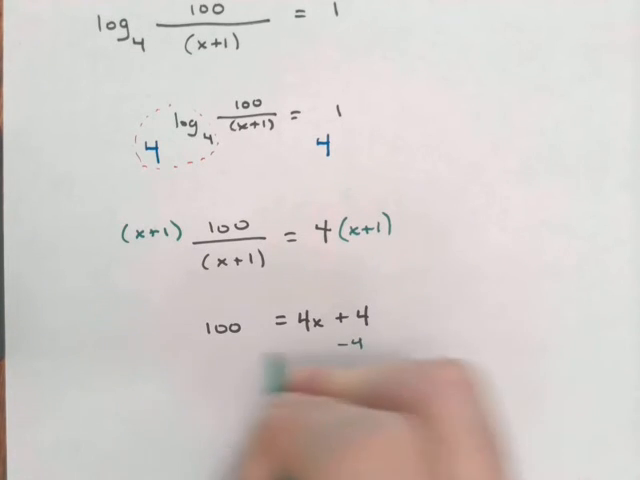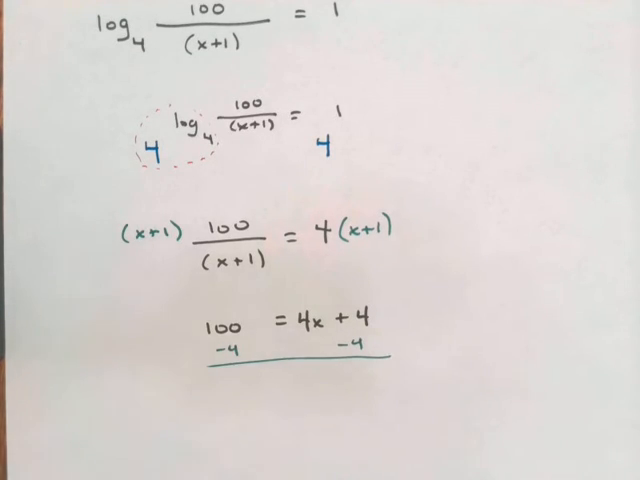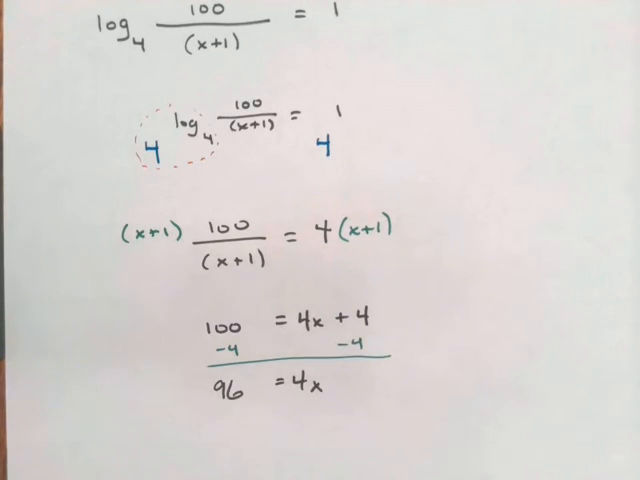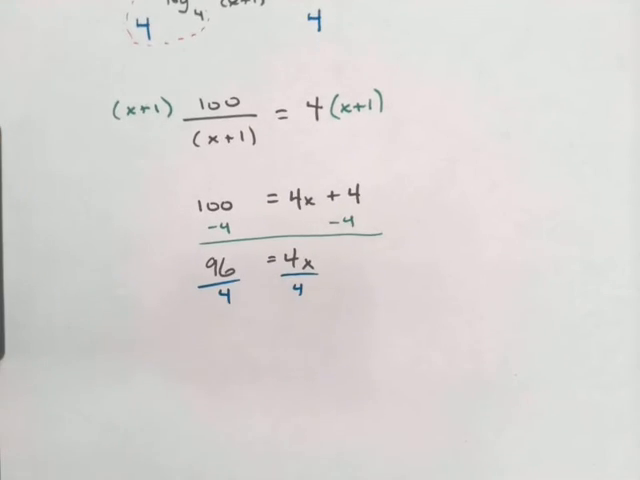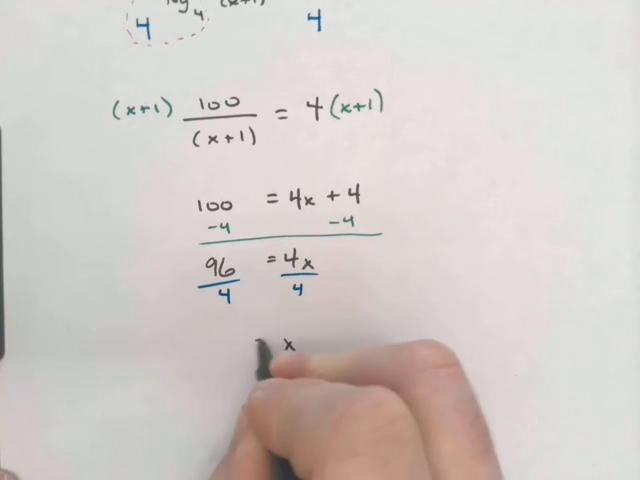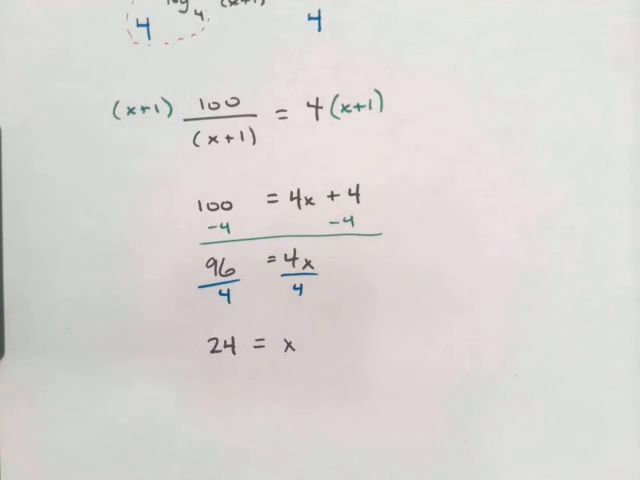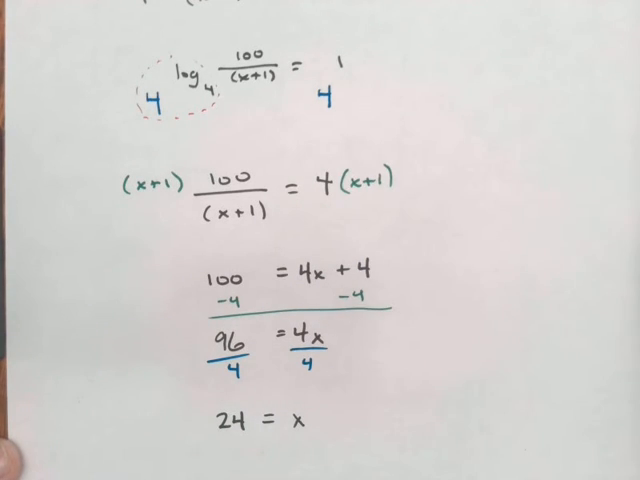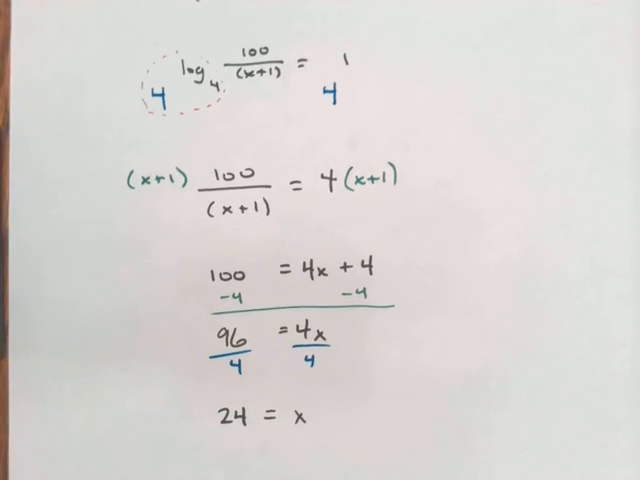Subtracting 4 on both sides gives me 96 is equal to 4x, and then dividing by 4, we end up with our solution, or at least our possible solution, which is x is equal to 24. Whenever you go through and you use this exponentiation step that we did here, you do have to go back and plug your numbers back in to check your work. So I need to check and see if 24 is actually a solution or not.